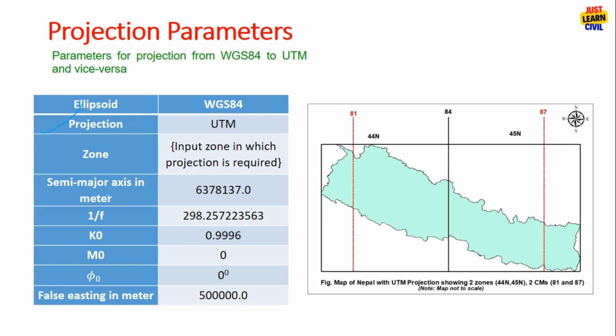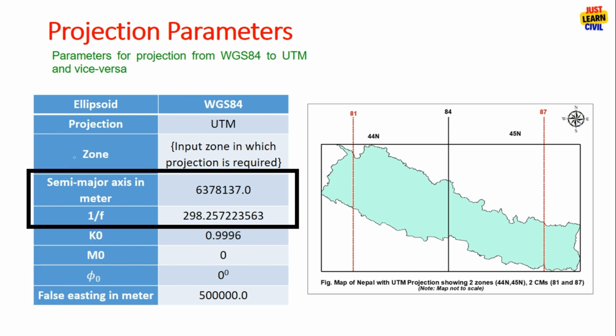Then you have the semi-major axis of the datum and flattening factor of the datum. Then you have the k naught, m naught, phi naught. These are the parameters of the projections, that is Mercator, universal transverse Mercator parameters. And here you have two parameters that define the datum. We will be needing this for transformation.